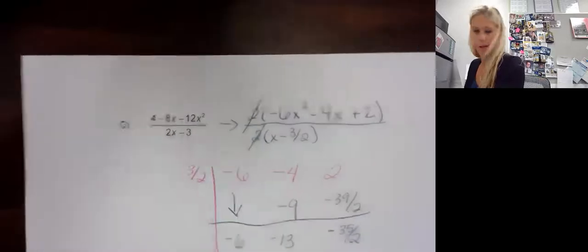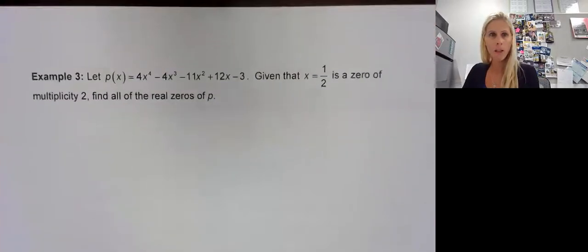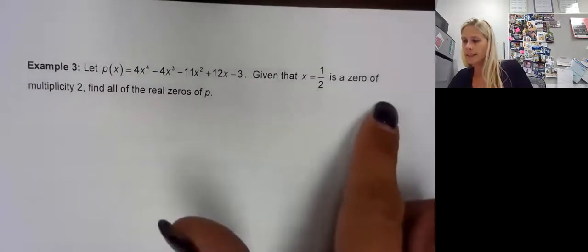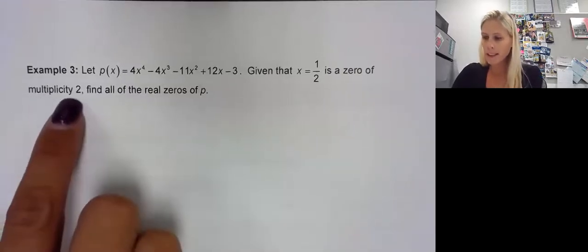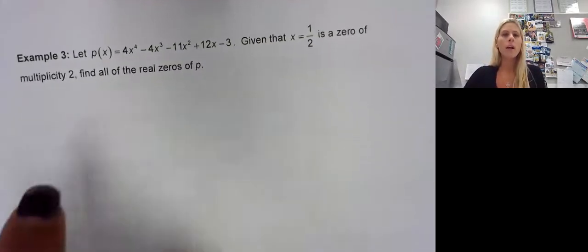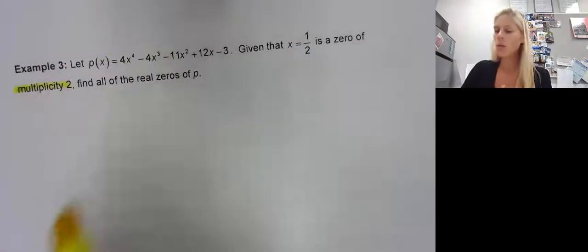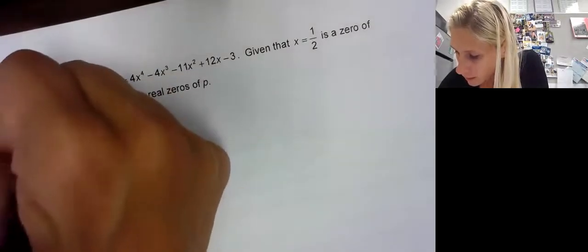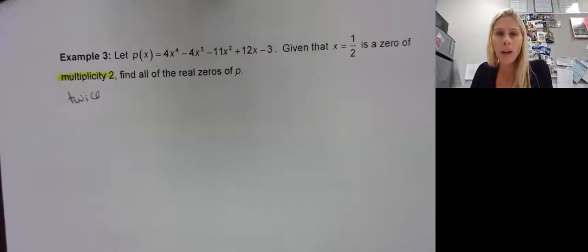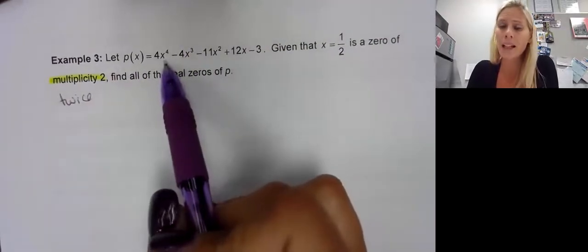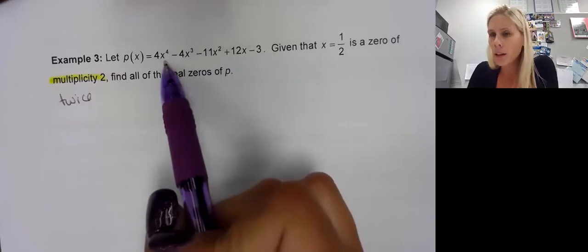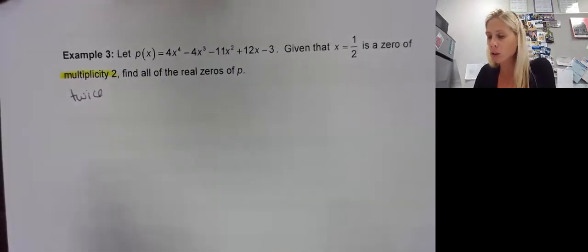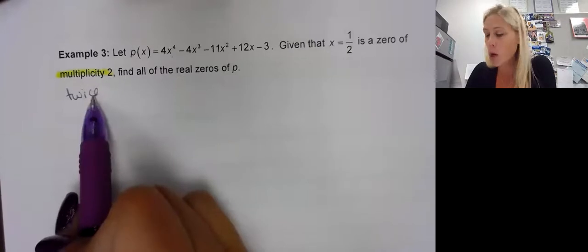All right. Here's one more example, guys. Let this be a function, given that x equals 1/2 is a 0 of multiplicity 2. Find all real zeros. So multiplicity of 2 means that we can do it twice. And this helps us a lot as we factor it, because the first time we factor, we're going to get x cubed. And we don't know how to factor x cubed, so we'll have to do it again to get to an x squared to be able to find all of our zeros. So multiplicity tells you how many times it can work.